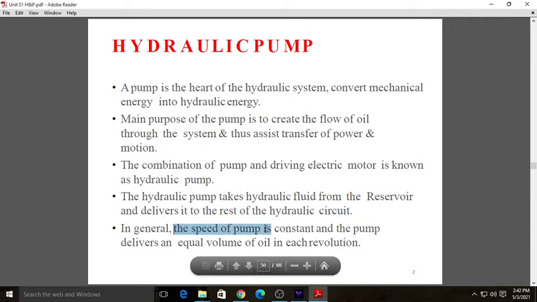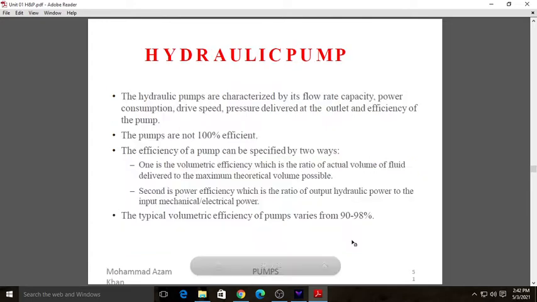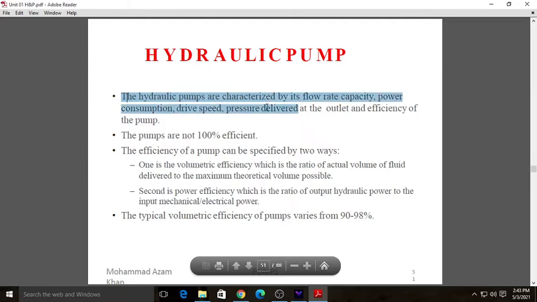In general, the speed of the pump is constant and the pump delivers an equivalent volume of oil in each revolution. Actually, in each stroke or in each revolution. Here we are going to say that hydraulic pumps are characterized by flow rate, capacity, flow consumption, drive speed, the pressure delivered at the outlet, and the efficiency of the pump.